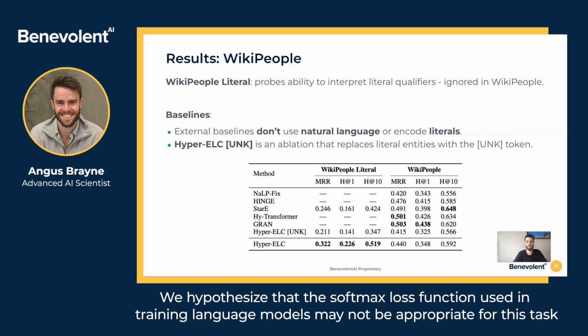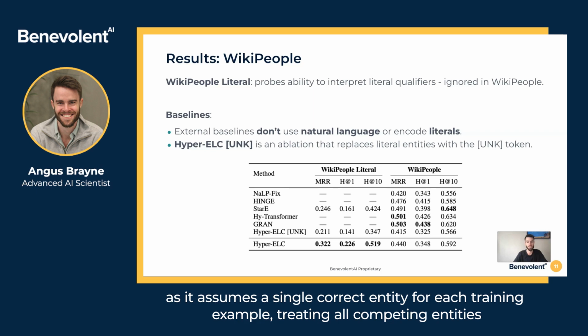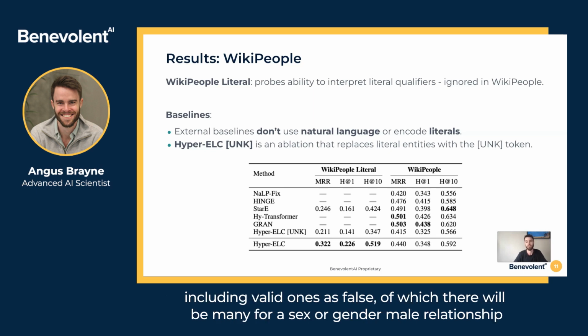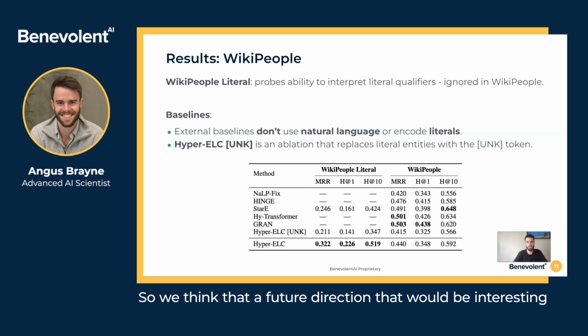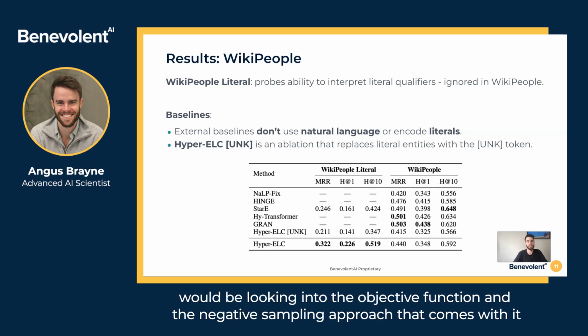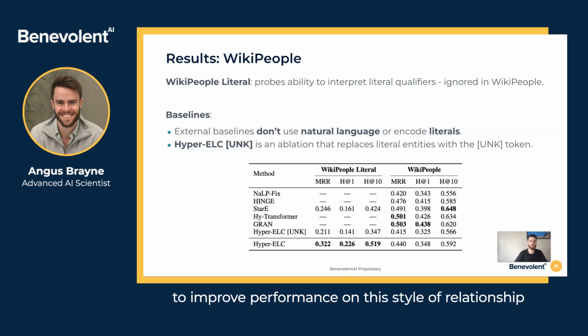There are lots of entities that fulfill the sex or gender male relationship. We hypothesized that the softmax loss function used in training language models may not be appropriate for this task, as it assumes a single correct entity for each training example, treating all competing entities, including valid ones, as false, of which there will be many for a sex or gender male relationship. So we think that a future direction that would be interesting would be looking into the objective function and the negative sampling approach that comes with it to improve performance on this style of relationship.